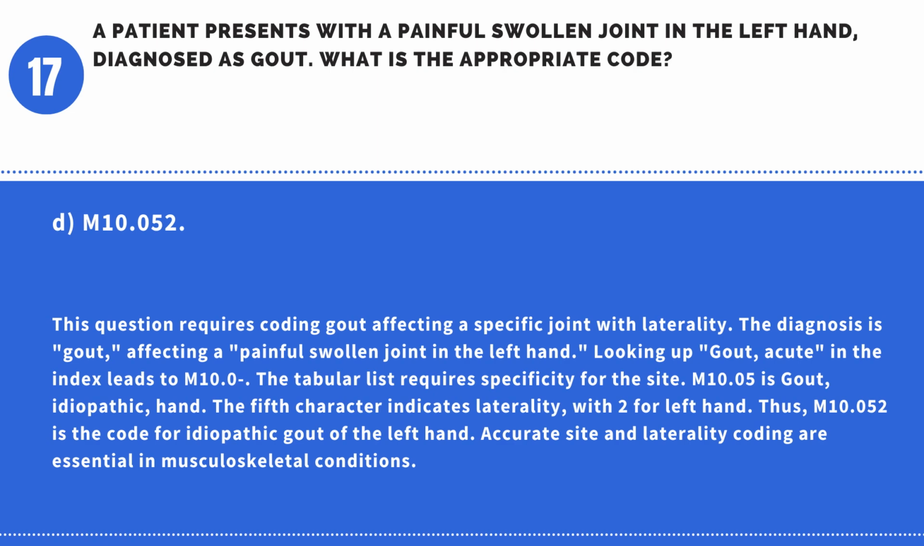M10.052. This question requires coding gout affecting a specific joint with laterality. The diagnosis is gout, affecting a painful swollen joint in the left hand. Looking up gout, acute in the index leads to M10.0-. The tabular list requires specificity for the site. M10.05 is gout, idiopathic, hand. The fifth character indicates laterality, with 2 for left hand. Thus, M10.052 is the code for idiopathic gout of the left hand. Accurate site and laterality coding are essential in musculoskeletal conditions.